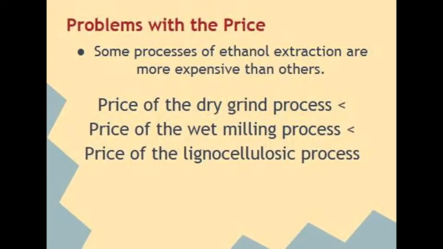Not all processes of extracting ethanol are the same price, and they also end up with co-products of different worth. The dry grind process is the cheapest, and it leaves no profit for one-third of the total outputs. In wet milling, the co-products are worth more, but the process is three times the price. While the lignocellulosic process has the most valuable co-products, it is the most expensive to complete. Changes in the processing of these methods using bioprocess engineering can help with all of these problems.